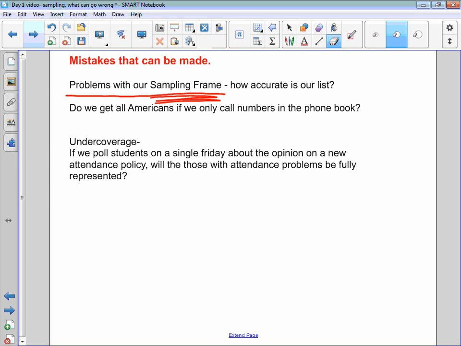People move, people do different things, so we want to make sure our list that we're drawing from is completely accurate. And so one of the examples of a problem with this is you can't pick people randomly out of the phone book anymore because A, it used to be that some people didn't have their phone numbers listed in the phone book, but B, now a lot of people don't even have home landlines. They only have cell phones. So you have to have an accurate list of people to select from.